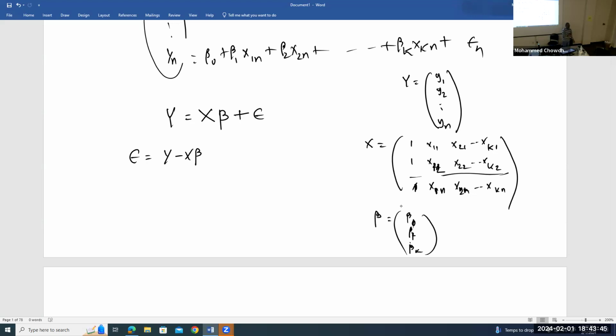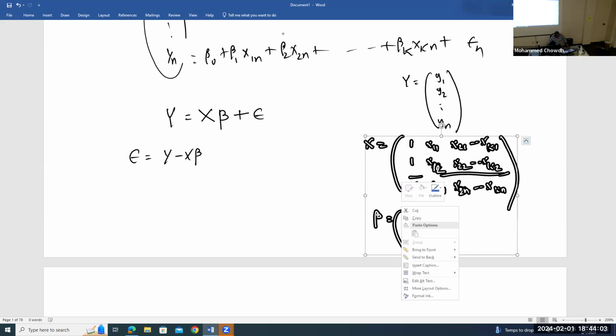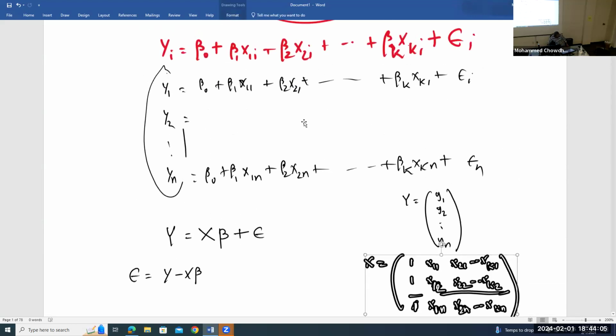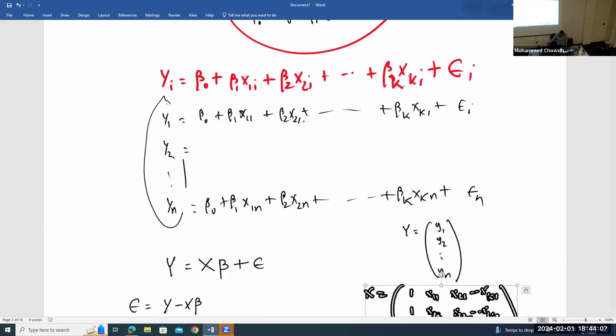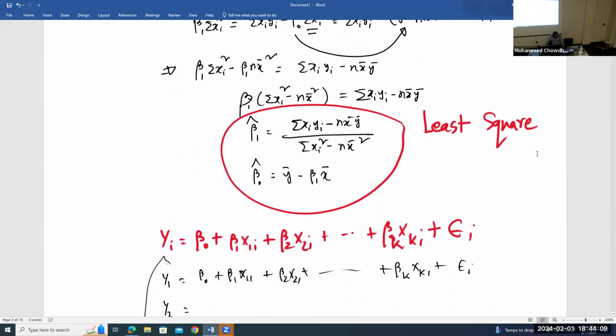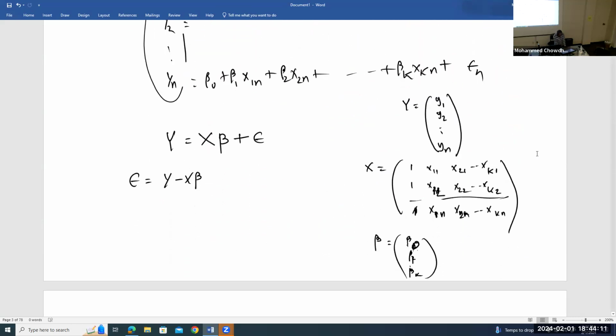Why do we not write beta separately? Here is beta 0, beta 1, beta 2. Here we put it in the equation y equal to X beta. This beta is representing all the betas. This beta is representing all the betas. Clear, right?